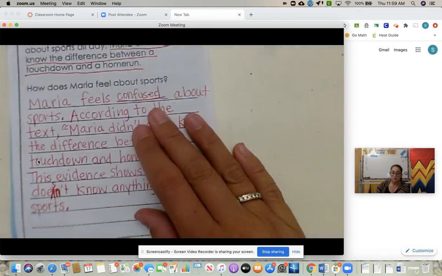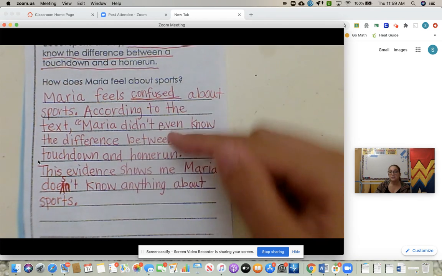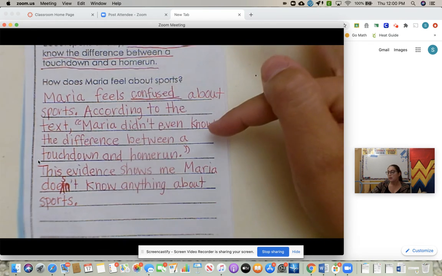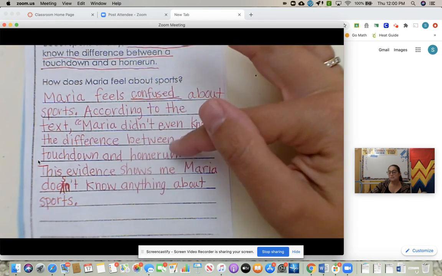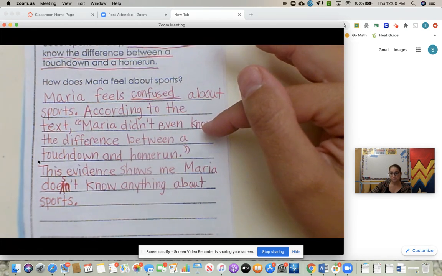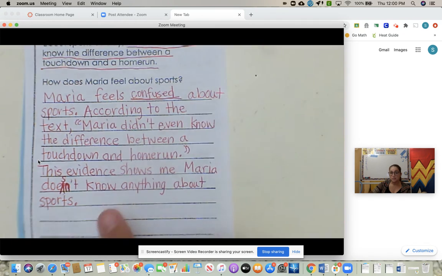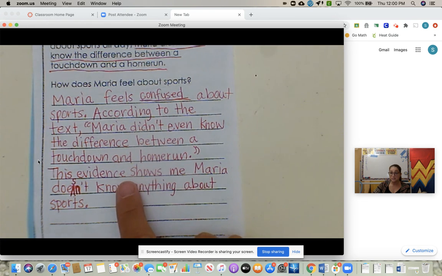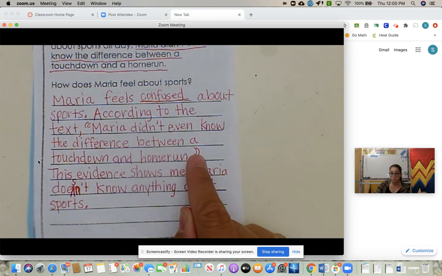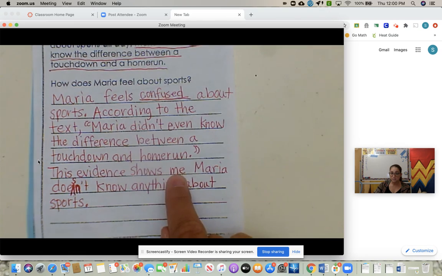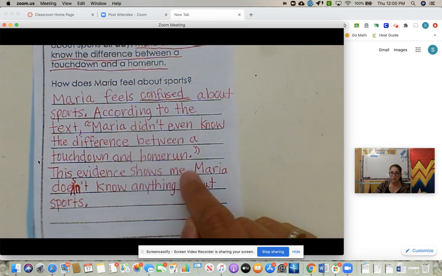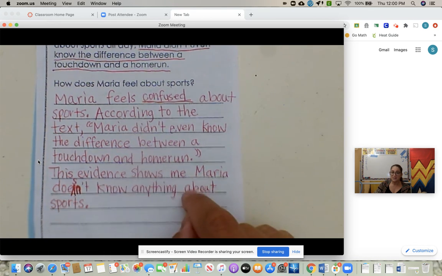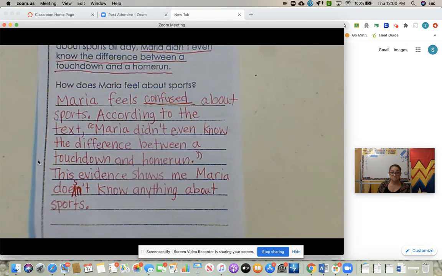All right. Now E, we added E for evidence. Further evidence. We're going to go further. Now you need to explain too. So it's explain, evidence, it's all of that. So what does this quote tell you? Well, you need to always say the evidence shows me. That's how your sentence starts after your quotes with RACE. This evidence shows me. And what does this evidence show you? Well, Maria doesn't, I made a beautiful oops, doesn't know anything about sports. And that is our evidence.